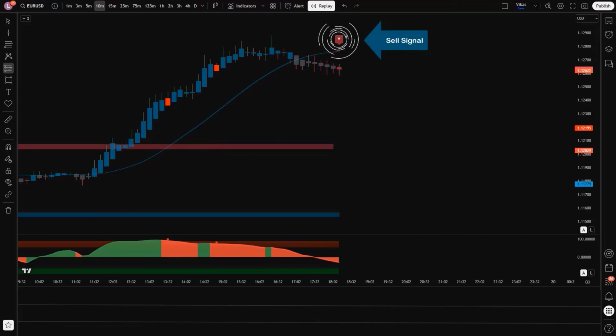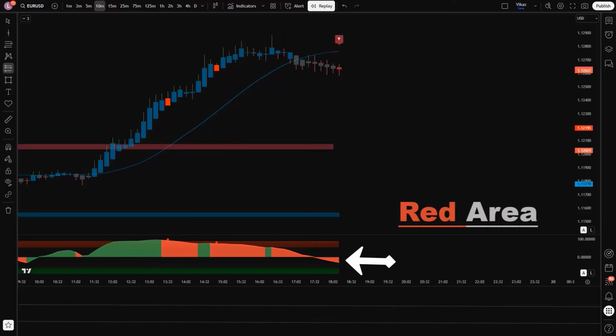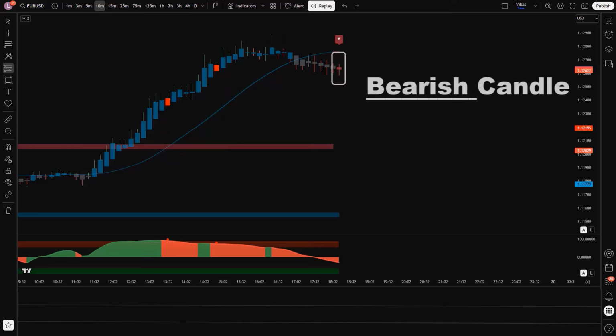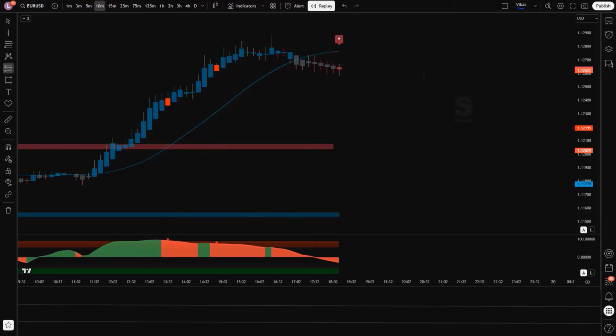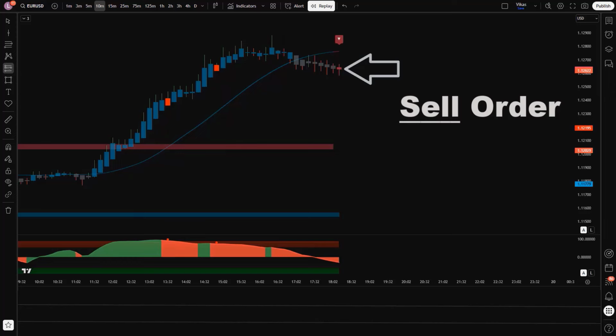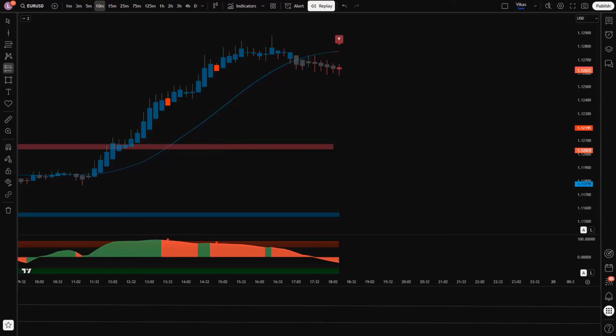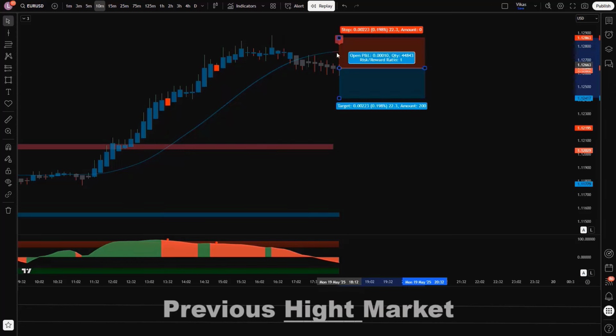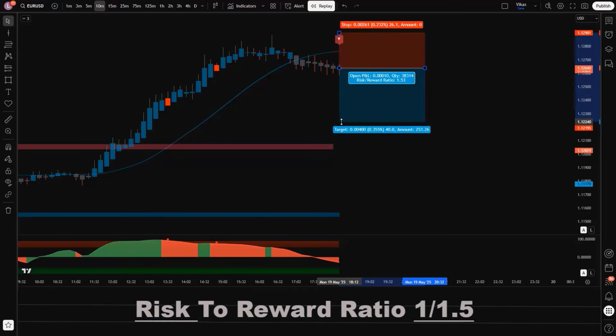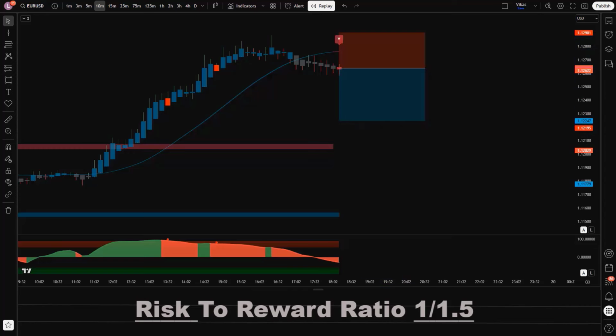Here the HEMA Trend Levels indicator gives us a sell signal. Here the Wave Trend Oscillator indicator shows a red area. Here the market has made a bearish candle to give confirmation. So all our conditions are being fulfilled, so we are placing an order to sell. Our stop loss is to be placed at the previous high of the market, and the risk to reward ratio will be 1:1.5.